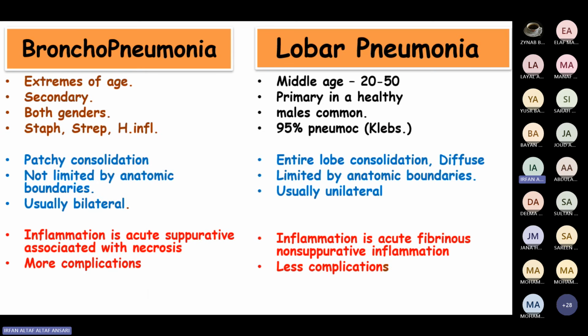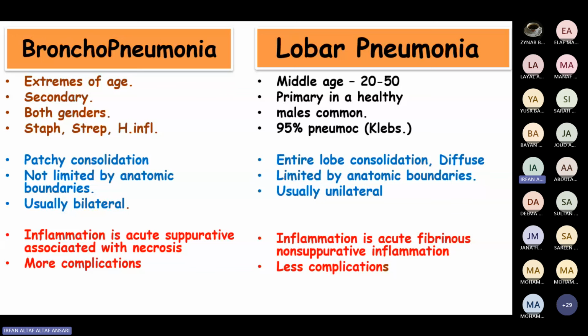So, morphological differences between bronchopneumonia and lobar pneumonia. Bronchopneumonia is seen at the extremes of age, while lobar pneumonia is usually seen in the middle age group, 20 to 50 years. Bronchopneumonia is usually secondary, in someone who is already suffering from diseases like COPD, bronchial asthma, or diabetes mellitus, or some immunocompromised state. But lobar pneumonia is usually seen as a primary lung infection in a healthy person. Both genders are affected equally in bronchopneumonia, while males are more commonly affected in lobar pneumonia.